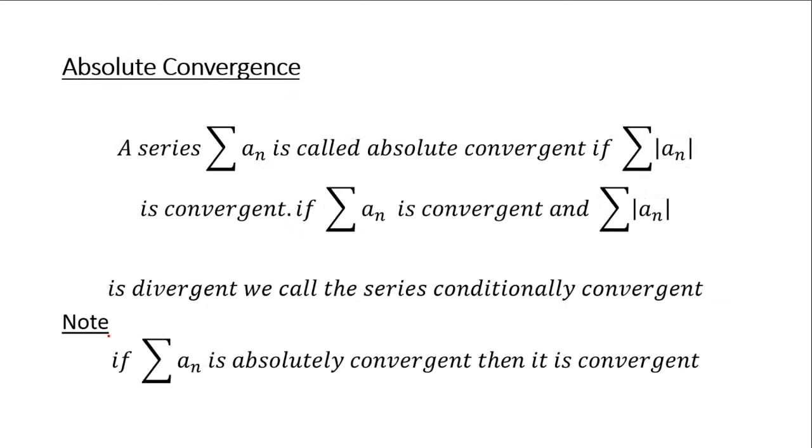The absolute convergence. A series a_n is called absolutely convergent if the absolute value of a_n is convergent. If a_n is convergent but the absolute value of a_n is not, we call the series conditionally convergent. It's like the limit comparison test, conditionally. So note, if a_n is absolutely convergent, then it is convergent.